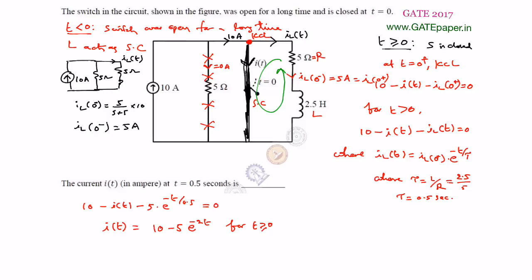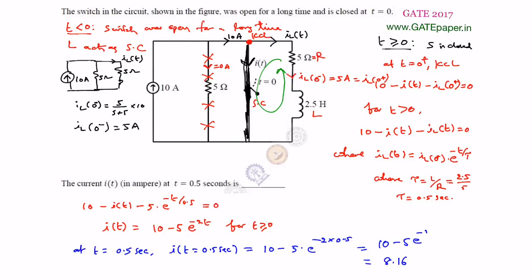Now you are going to calculate at t is equal to 0.5 seconds. What is the value of I of t? I of t at 0.5 seconds is equal to 10 minus 5 into e power minus 2 into 0.5 seconds. That means 10 minus 5 into e power minus 1, which is equal to 8.16 amperes. So the right answer for this question is 8.16 amperes.